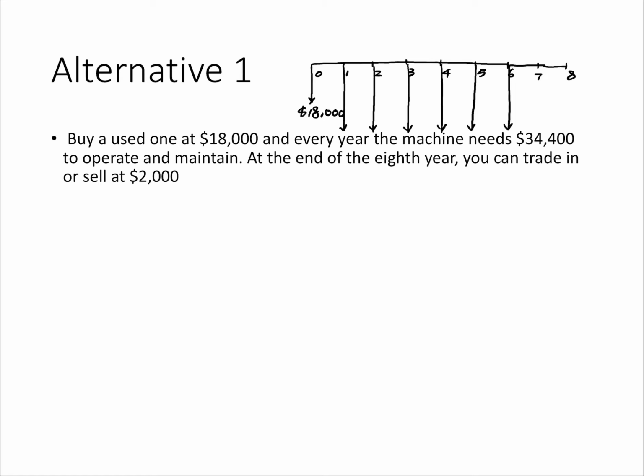So at the end of the first year until the end of the 8th year, as long as you want to use it for the previous 1 year span, you need to pay the maintenance and operation fee. And that annuity is 34,400.